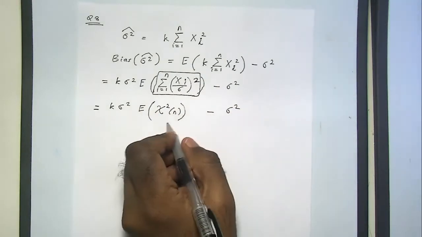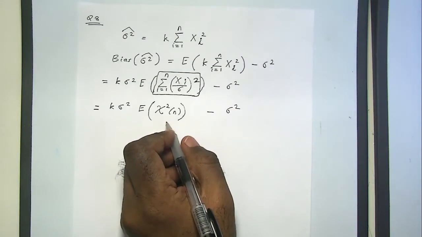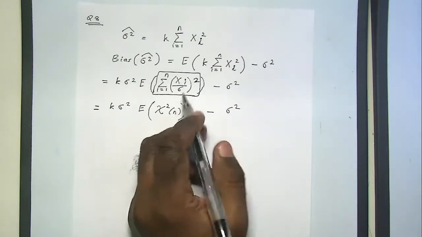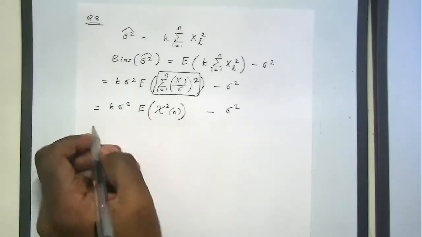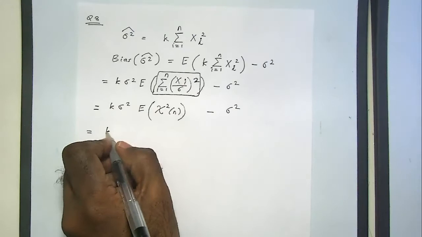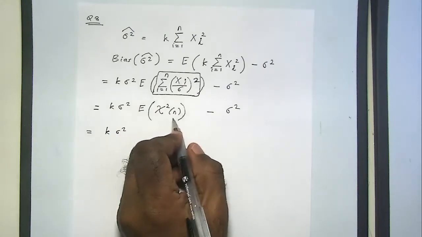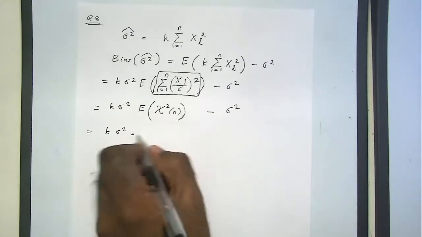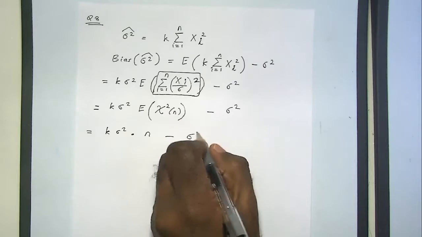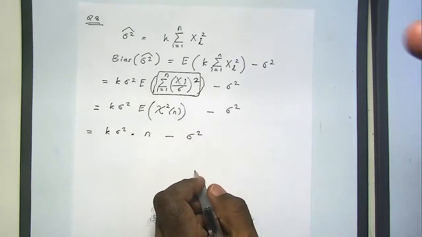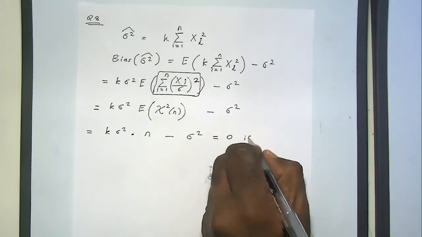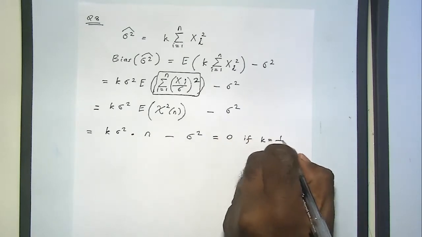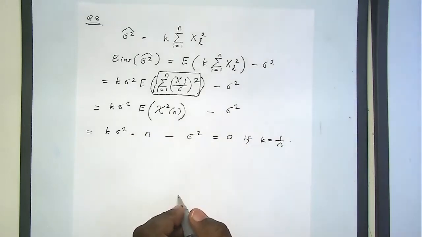It has a chi-squared distribution with n degrees of freedom. It's in the scan notes. It's in the notes I gave you. Right? Anything like this has a chi-squared distribution with n degrees of freedom. And one property of a chi-squared with n degrees is that the expected value is equal to n. The expectation of a chi-squared variable is equal to the degrees of freedom, and this is 0 if k equals 1 over n. So the answer is k is equal to 1 over n.